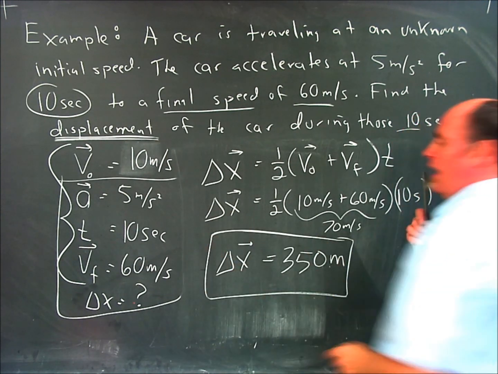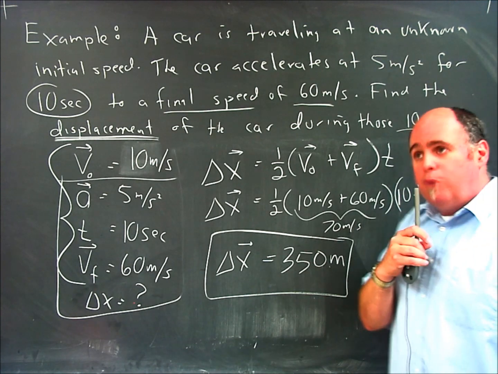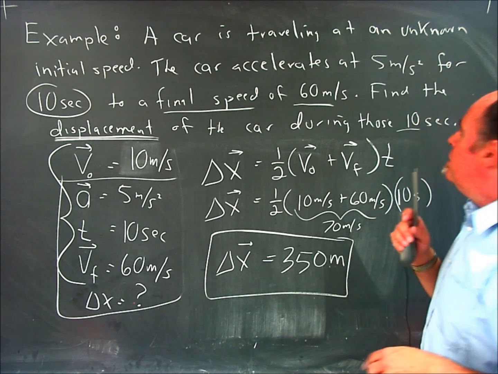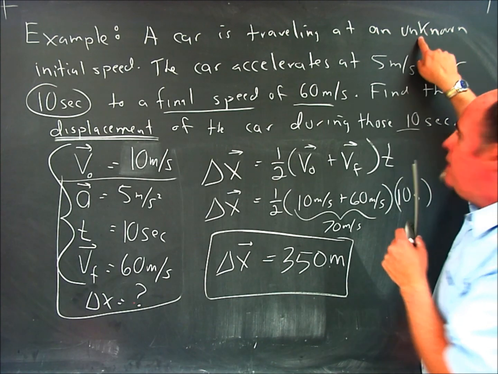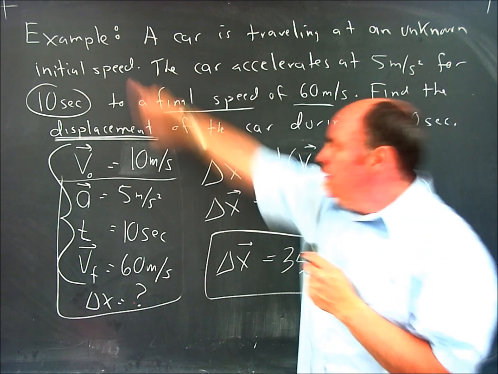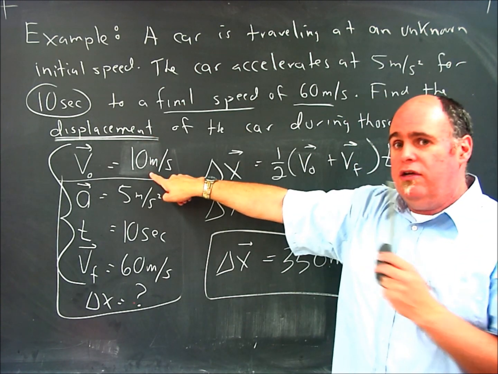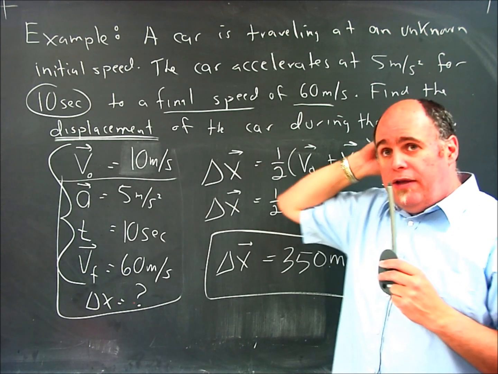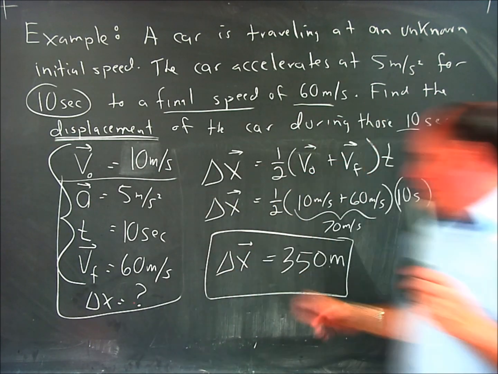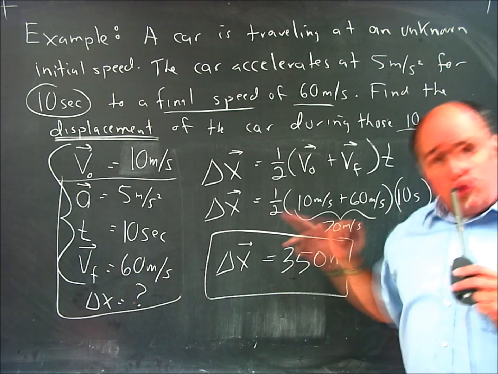That's how far the car traveled from the first moment that it hit the accelerator. So up here it says it was at an unknown initial speed, but now we know it was 10 meters per second. So it hits the accelerator, and it'll travel a total distance of 350 meters during that time.